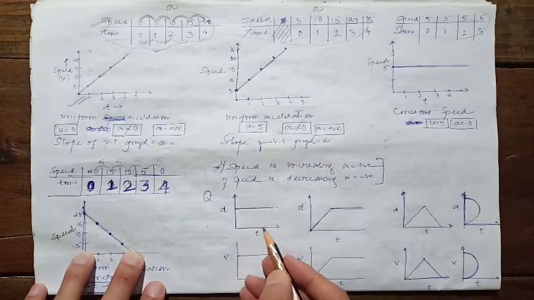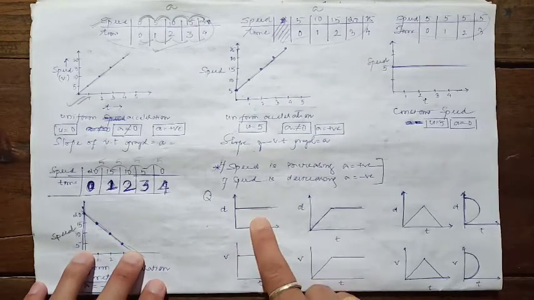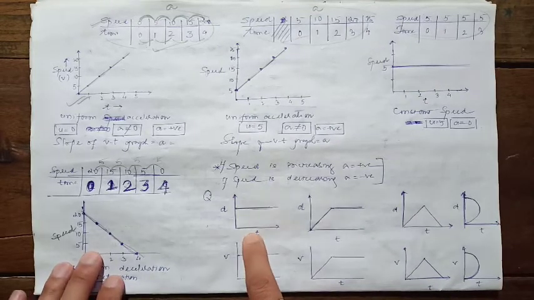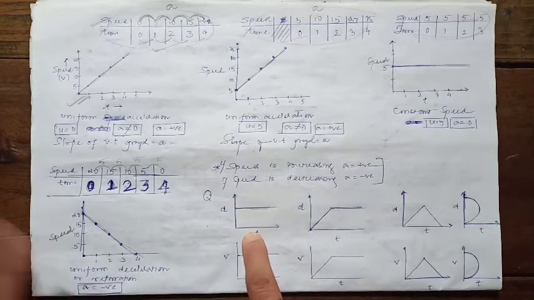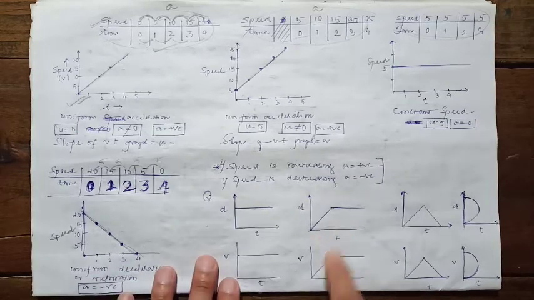As the time is passing, the body is not changing its position. That means the body is at rest. So this graph represents the body at rest. So the answer is: the body is at rest. Next comes, suppose, this distance time graph.